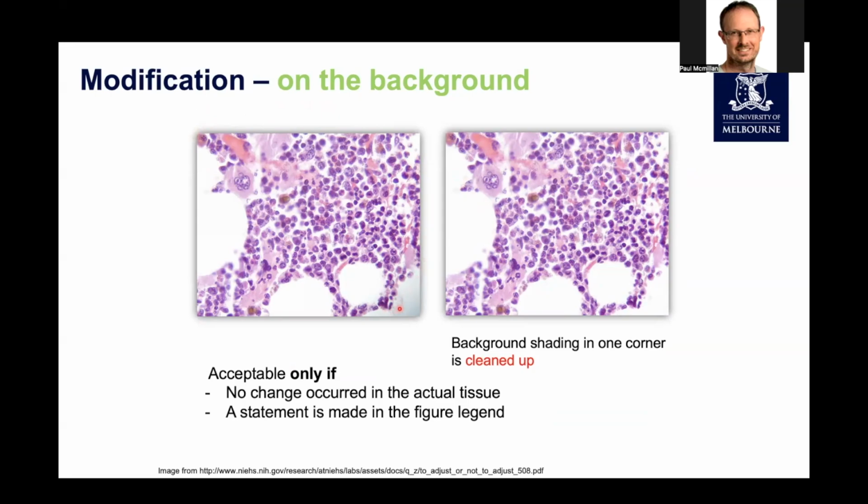In this example, we've got a bit of a shading issue on the right-hand side, which has been cleared out. Normally, I would say here that you're better to make sure your microscope's aligned properly and capture the data nicely rather than trying to fix it afterwards. This would be acceptable only if no change has occurred to the actual tissue, and again, you've made a statement in the figure legend that you've done that. But ideally you want to capture that data correctly.